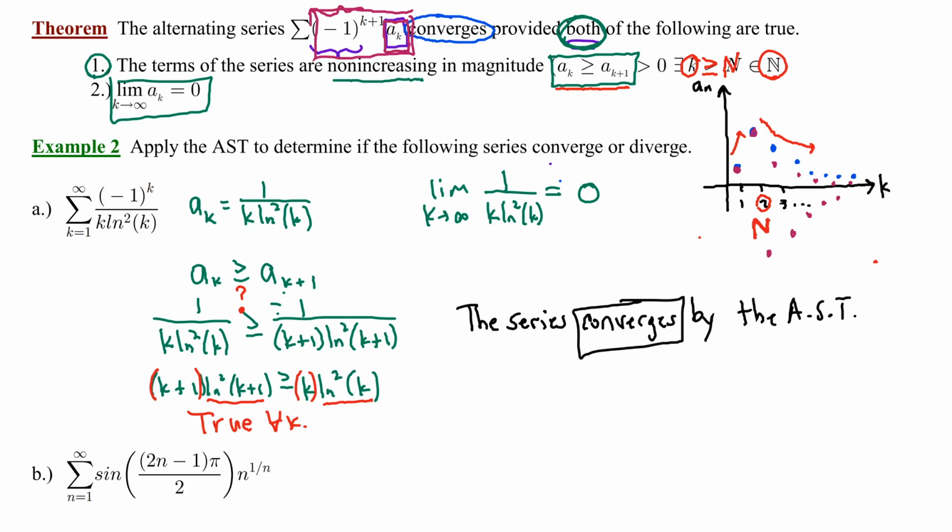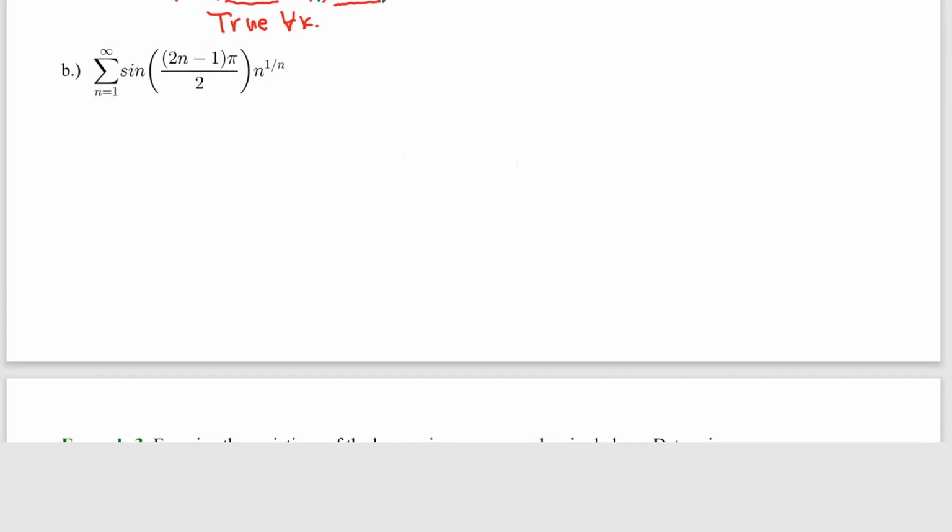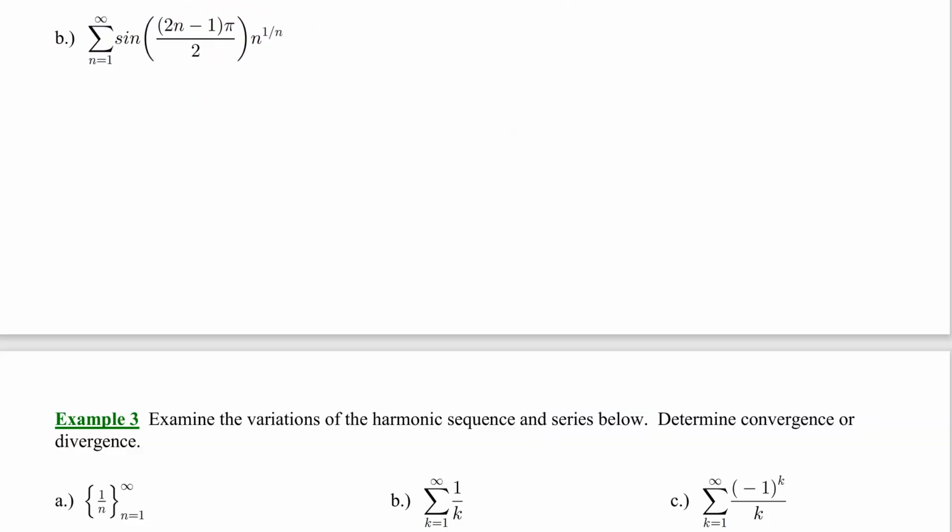Now, the trickiest part of the alternating series test is often being able to establish this inequality. So that's going to be the case on example B. So we have the series from n equals 1 to infinity of sine of (2n minus 1) pi over 2 times n to the 1 over n.